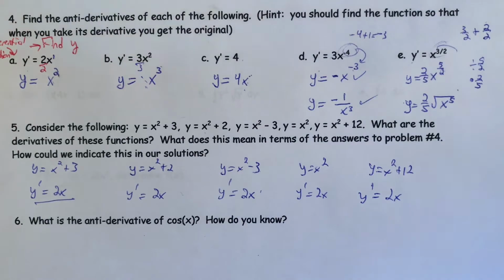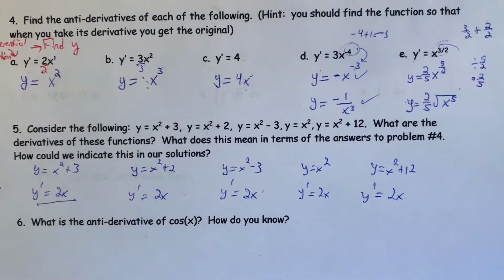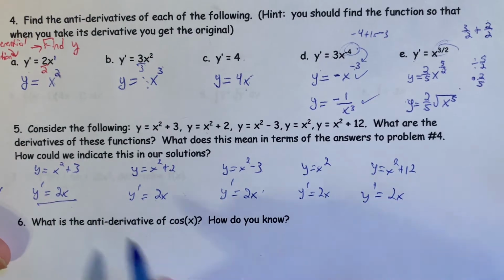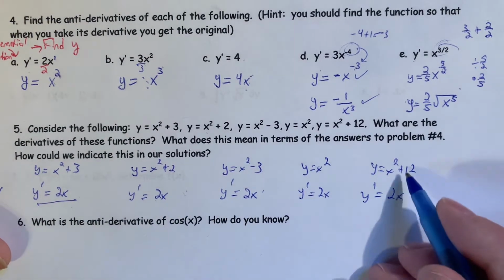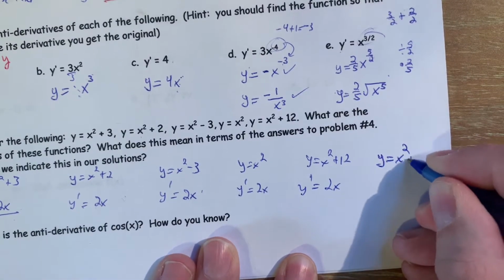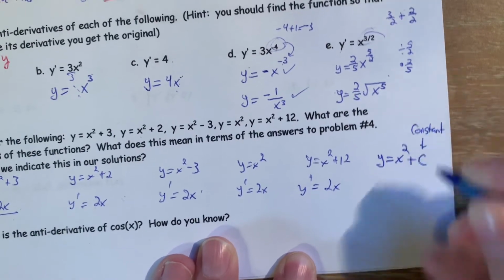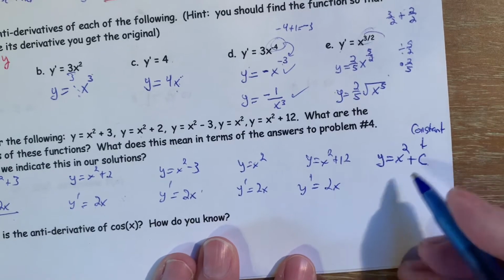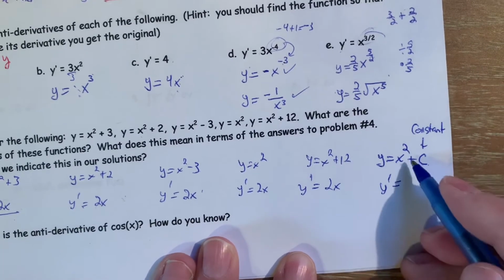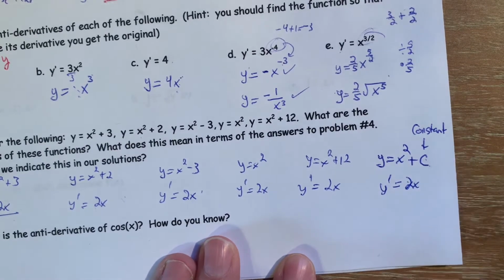And what did we notice here? Hopefully we noticed that all of the derivatives of these came out to be y prime equals 2x. And hopefully we also noticed the reason why that happened. All of these derivatives came out the same because the derivative of a constant is always 0. And so if we have y equals x squared plus any constant, which we'll use c for the rest of this course to represent a constant, then the derivative of x squared will be 2x, and the derivative of the constant will be 0.